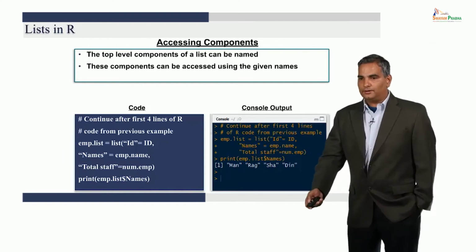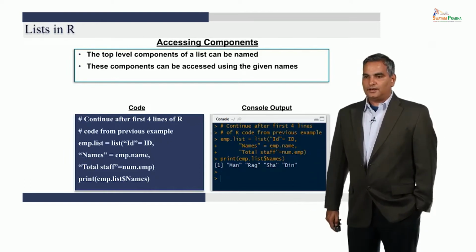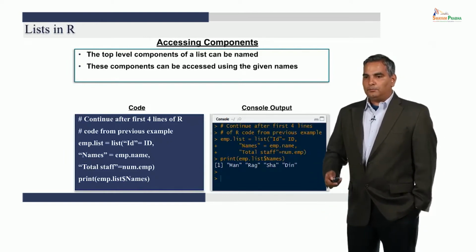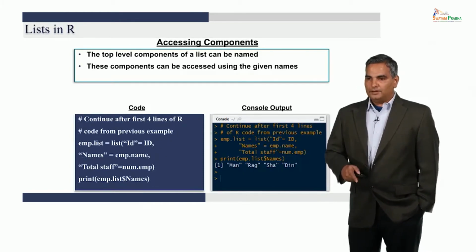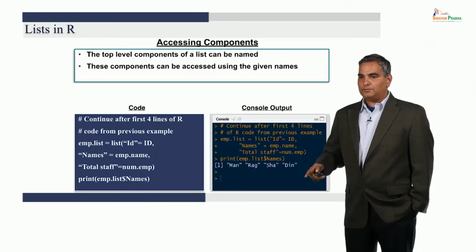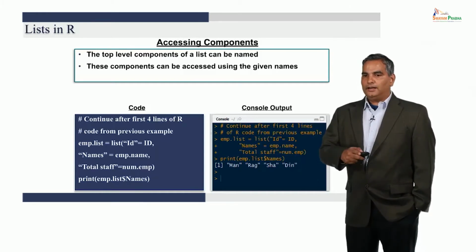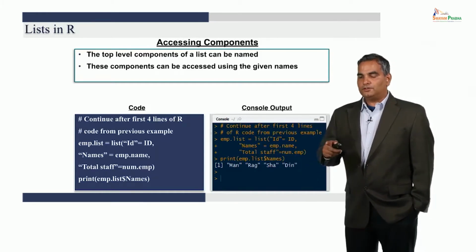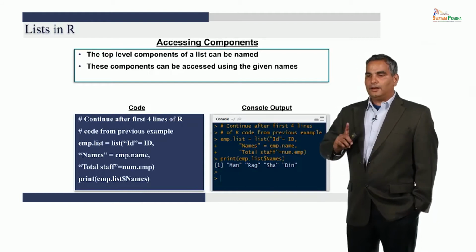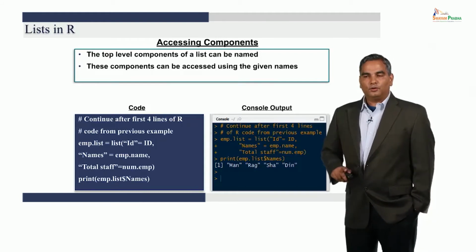So for example, if you look at the right hand side of the screen, if you say print emp.list, which was your list, and since we have already named some object as names, if you put $names, it will give you back the 4 names. So this is a way to nice and easy access to the elements in a list.